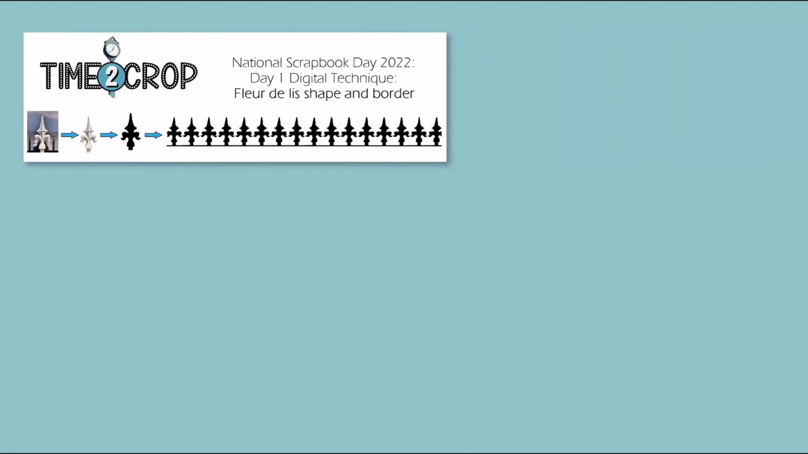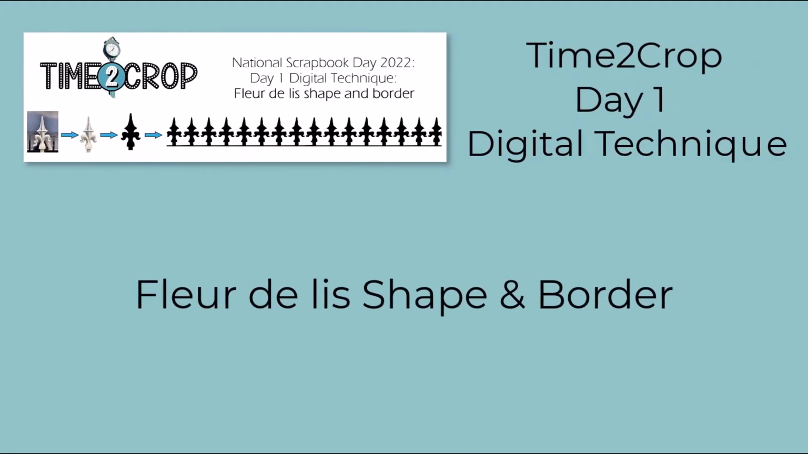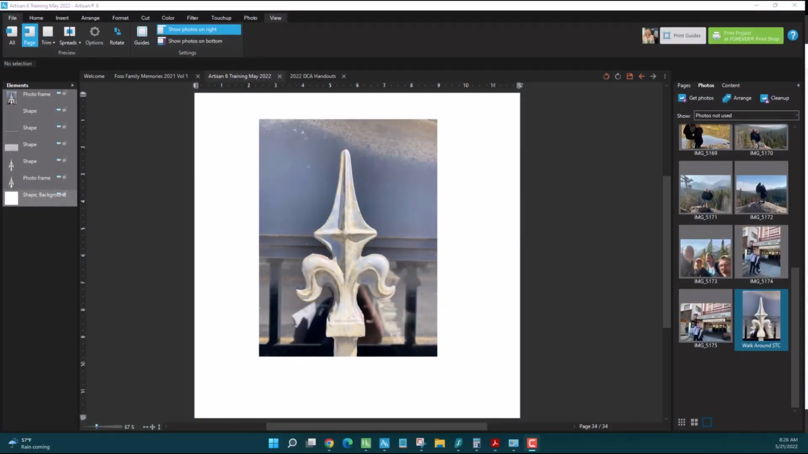Hello, this is Robyn Foss, and here is a quick video with a tip for my digital croppers on how to create shapes from photos and then from there make a border shape.